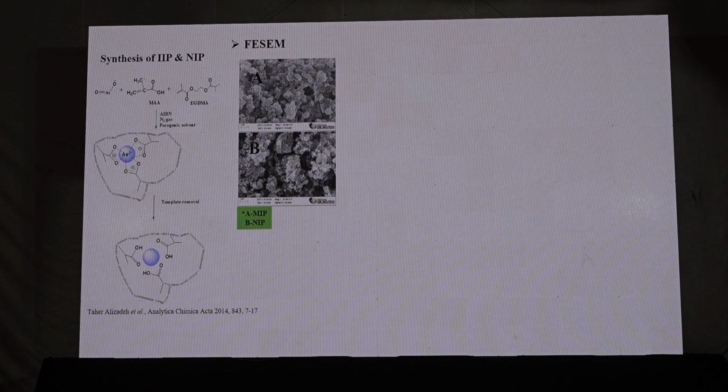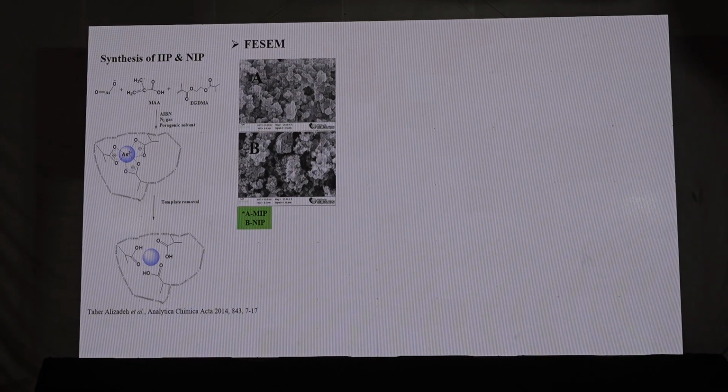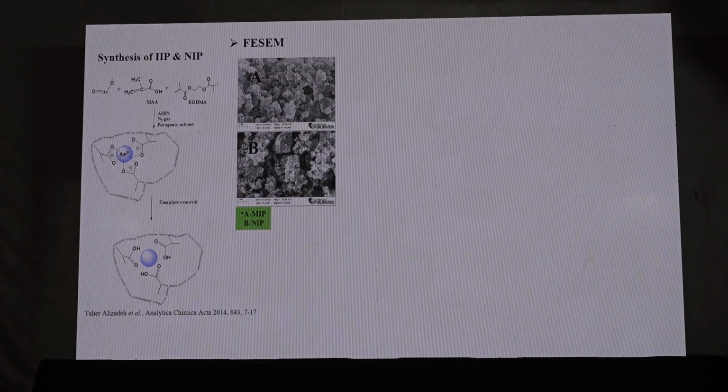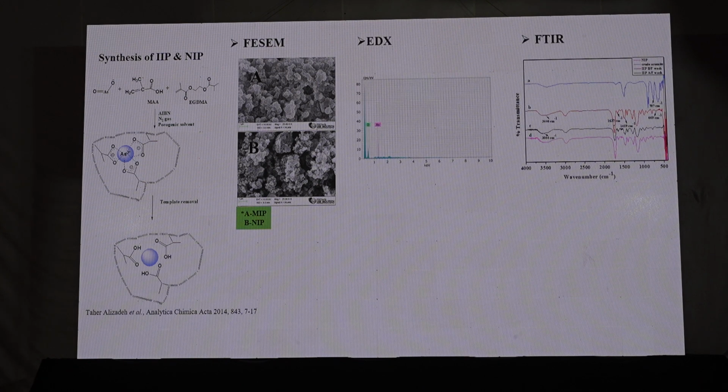Then we characterized the IIP and NIP using FESEM. The surface morphology is found in images A and B. Then we did the EDS analysis, just to confirm the imprinting of arsenic in the polymer matrix.